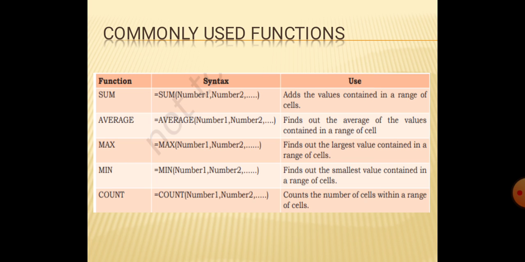Next one is the count function. The count function is useful for you to count the number of cells within the range. For example, if you give the function name as count and the range D2 to D7, it will count D2, D3, D4, D5, D6, D7. Totally 6 is the output for this function.